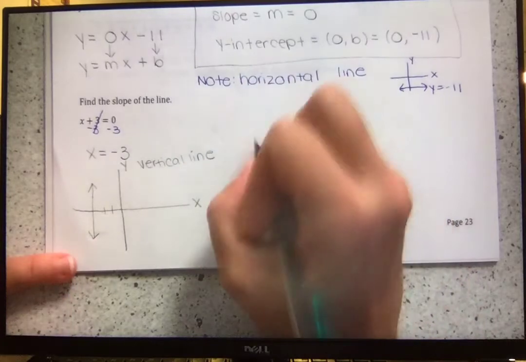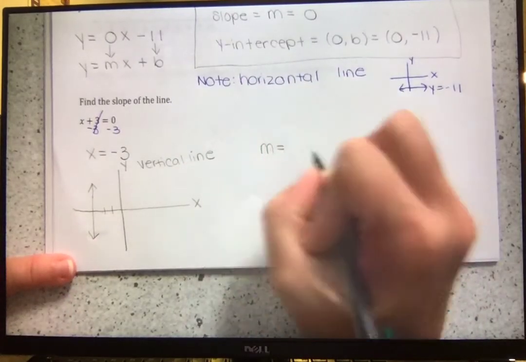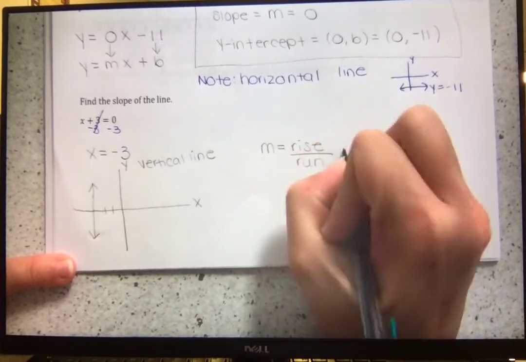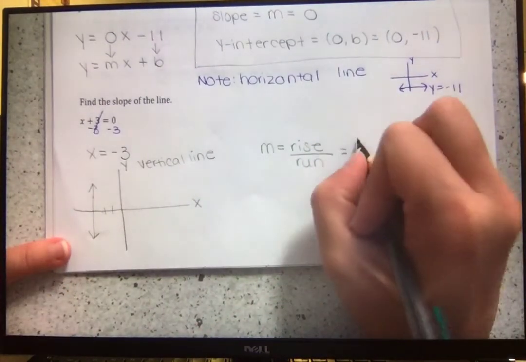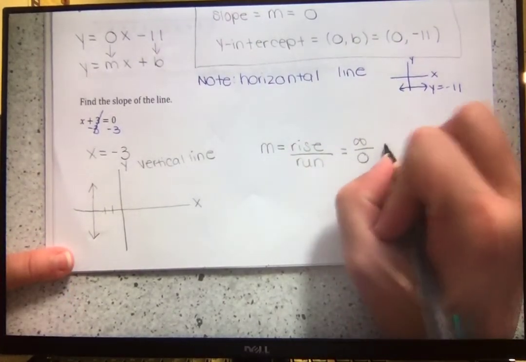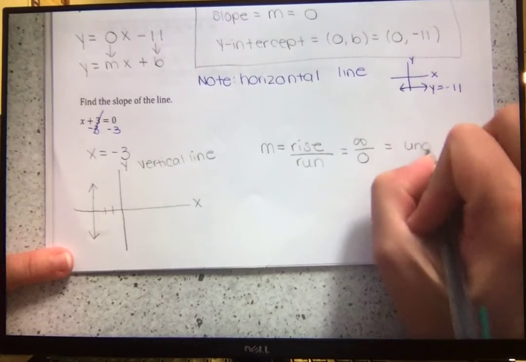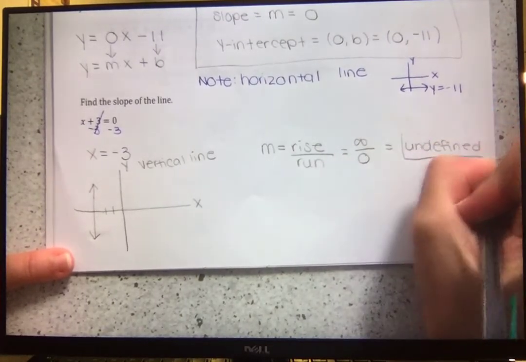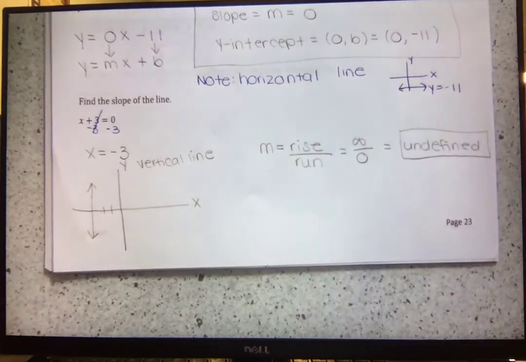Looking at a vertical line, what's our slope? Undefined. Good. If you need to look at rise over run, this graph is rising up and down forever, so infinity, all over our run, which is going left and right, which is 0. Infinity divided by 0 is undefined. So our slope is undefined. Those are some tricky ones that always get us, so I wanted to make sure that we went over those.